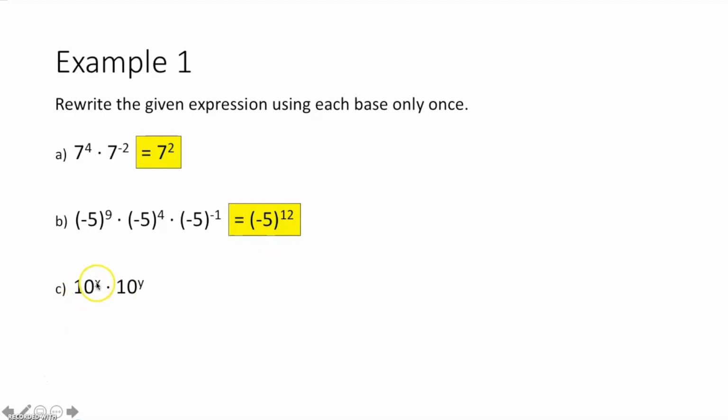Here we have 10 to the x times 10 to the y. Again, multiplying like bases, you just add the exponents together. So here this would be 10 to the x plus y. What's x plus y? Well, it's x plus y. You can't simplify that any further. So your answer is 10 to the x plus y power.